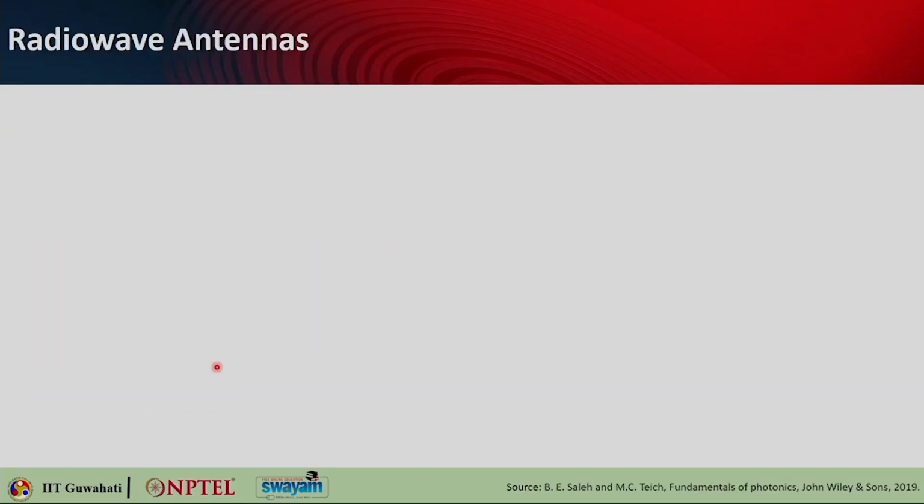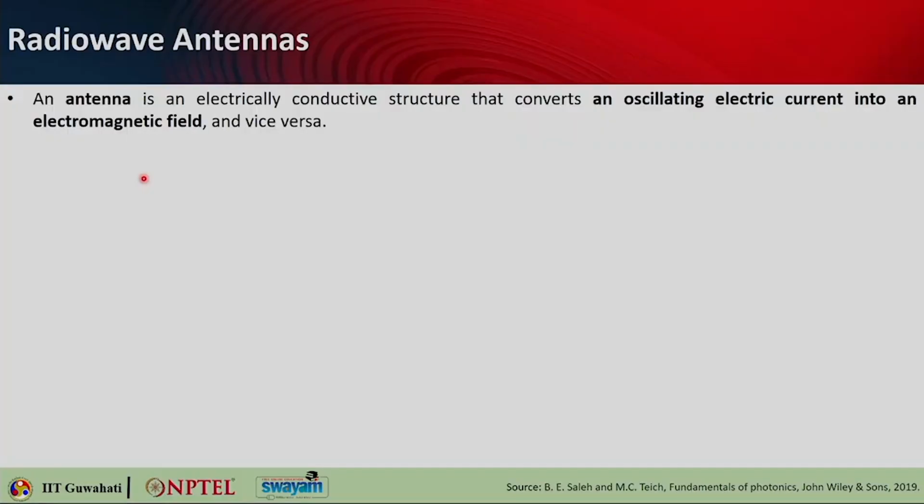So, radio wave antennas have been in existence for centuries now. These antennas are basically an electrically conductive structure that can convert an oscillating electric current into an electromagnetic field and vice versa. So, a transmitter will be able to convert oscillating electric current into electromagnetic waves or radiation, and a receiver antenna should be able to do the opposite of it.